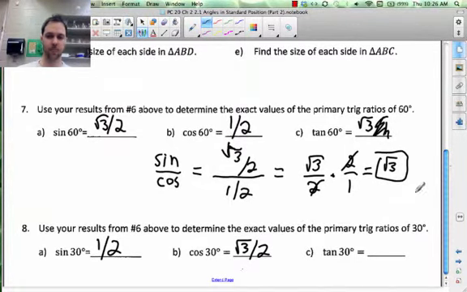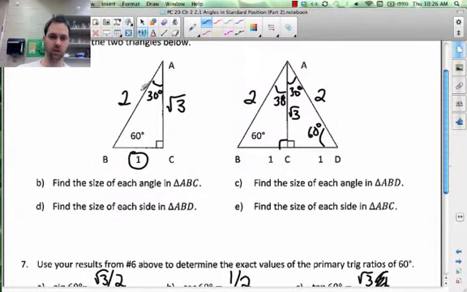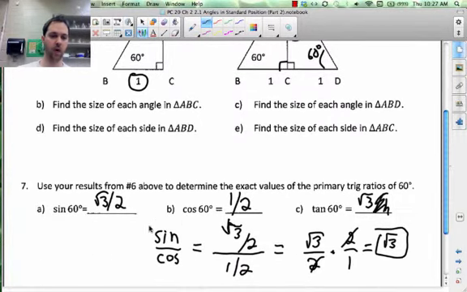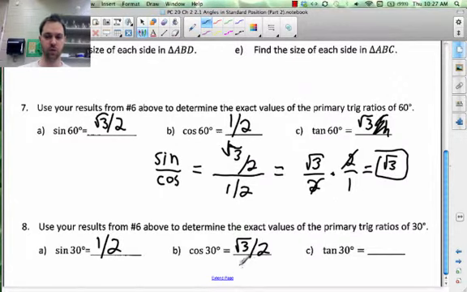Sine 30 is opposite over hypotenuse. So you look at our 30-degree angle, we go opposite, 1, over hypotenuse, 2. So sine 30 should be 1/2. Got it. You can confirm that that's true for the cos 30 as well. Tan 30 is just the reciprocal of this. So this would be 1 over root 3.